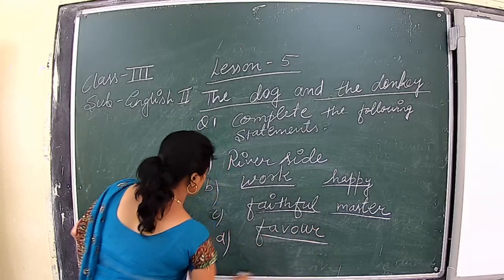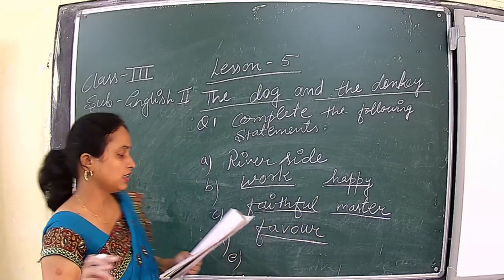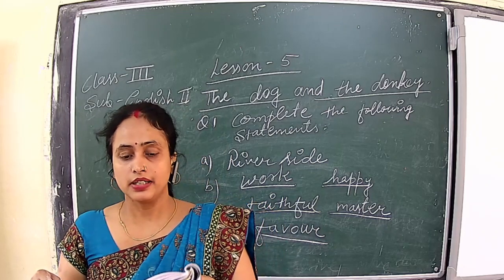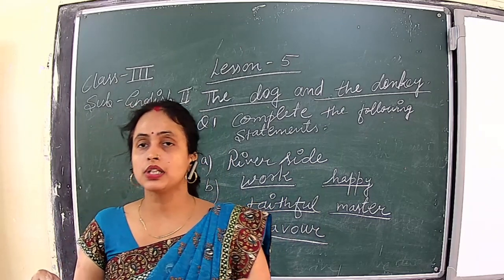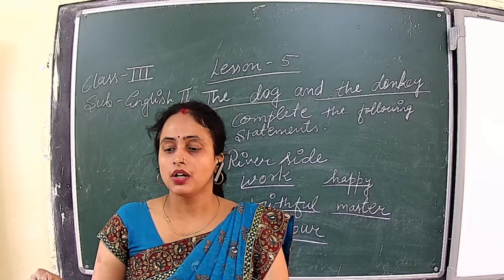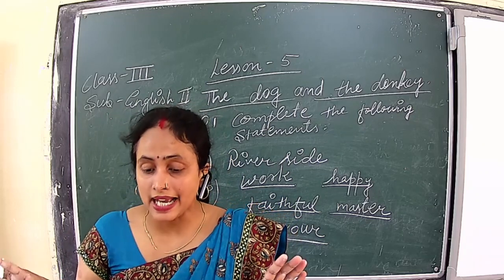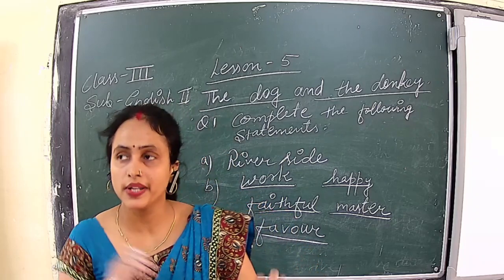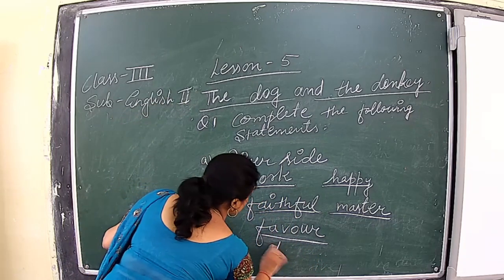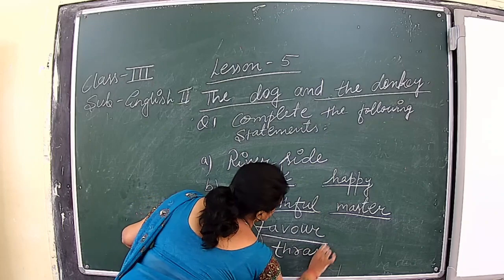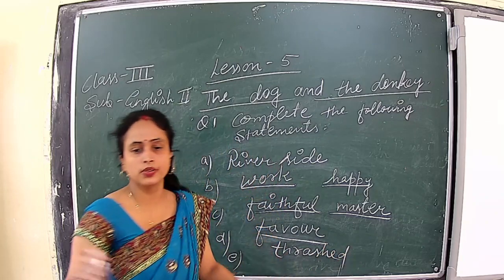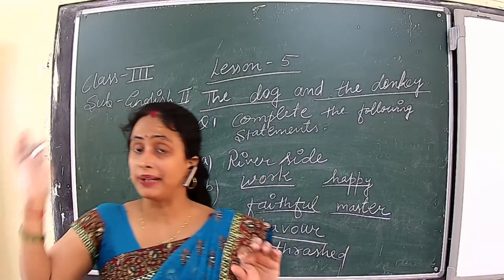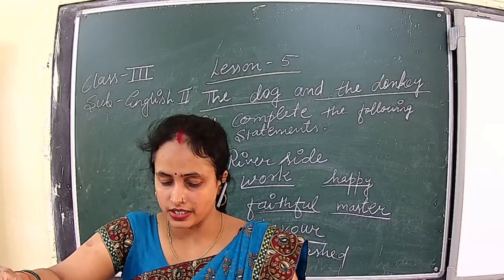Okay? Now, the last one. The master dashed the donkey with a long stick. So what you have to write here? Thrash. Thrash the donkey means beat the donkey with a long stick. Okay?